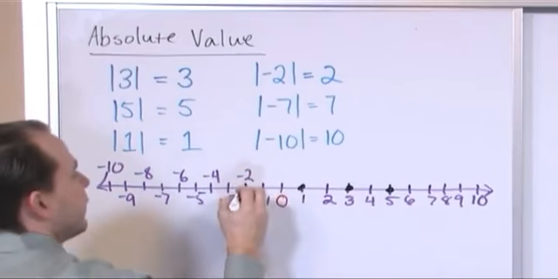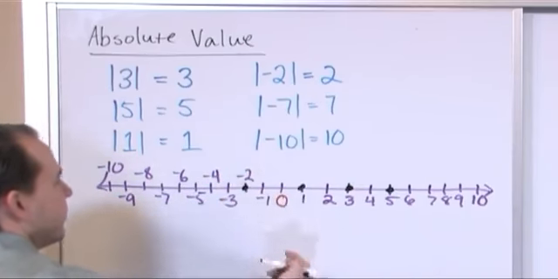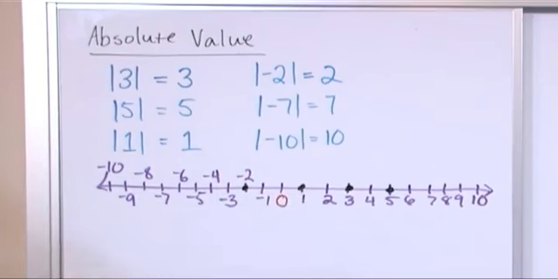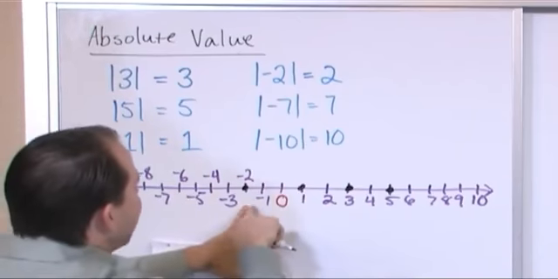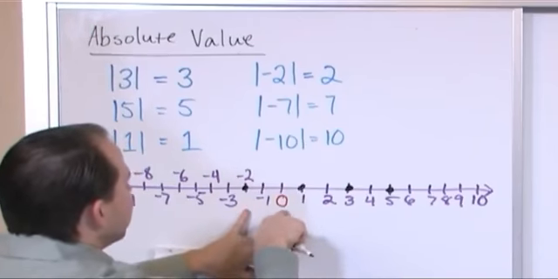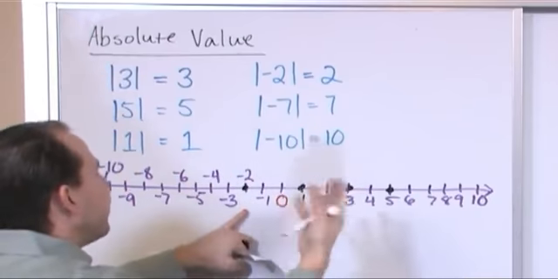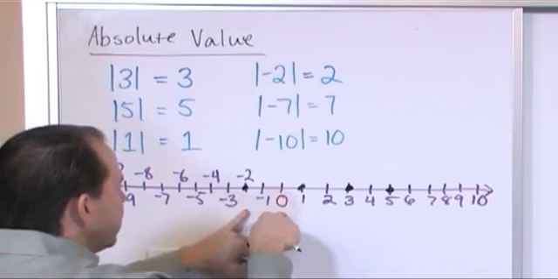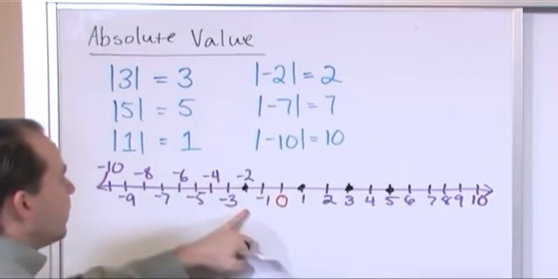Now, negative 2 is over here. Yes, it is a negative number, and yes, it's on this side of 0, but absolute value is basically trying to get you to look and see, well, what is the actual distance, the total distance from here to 0? No matter if it's positive or negative, how far away is it? So this is 2 units away. That's why we have a positive number here.